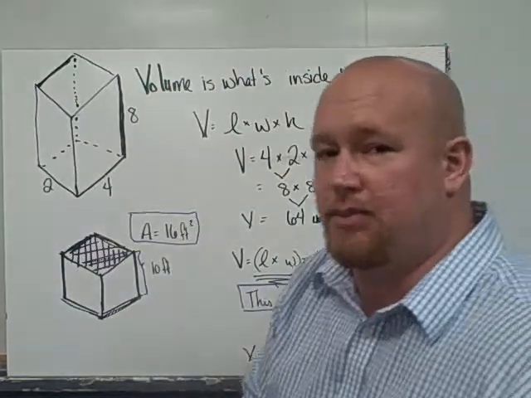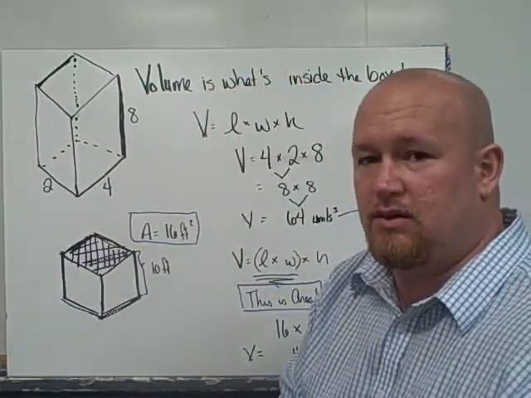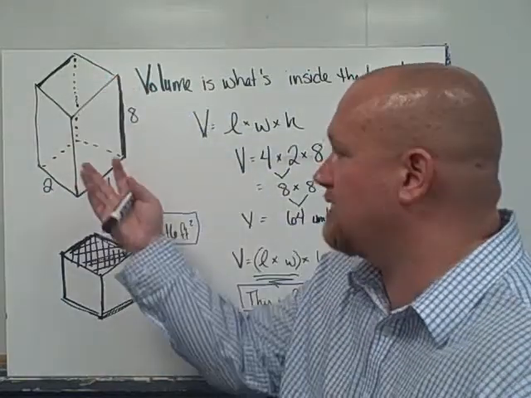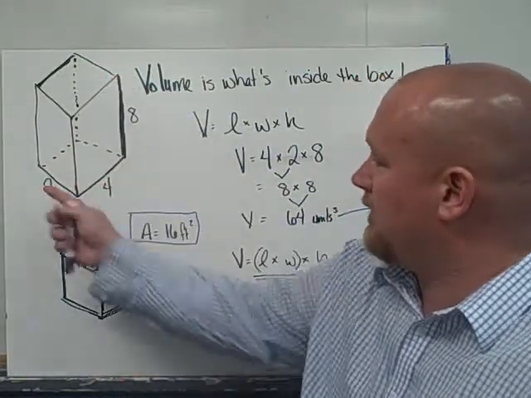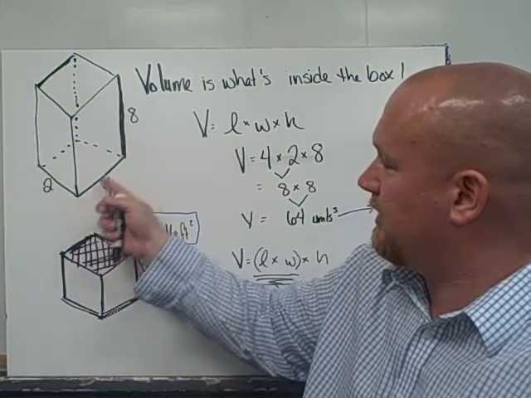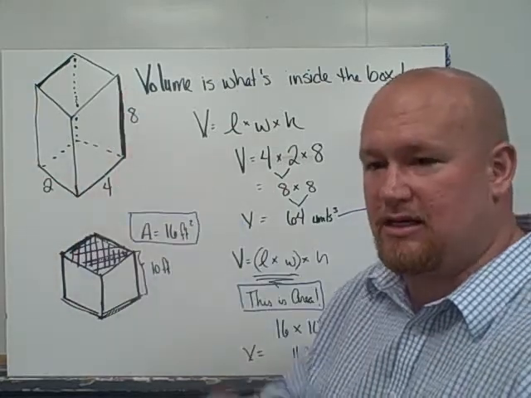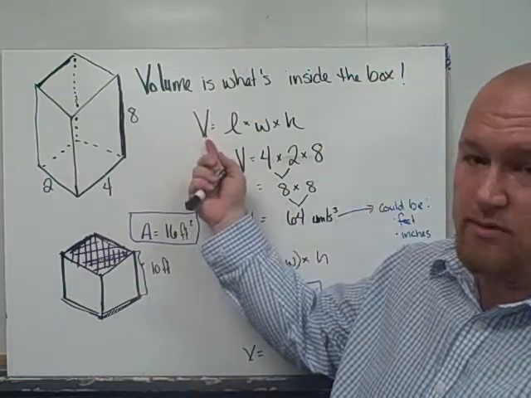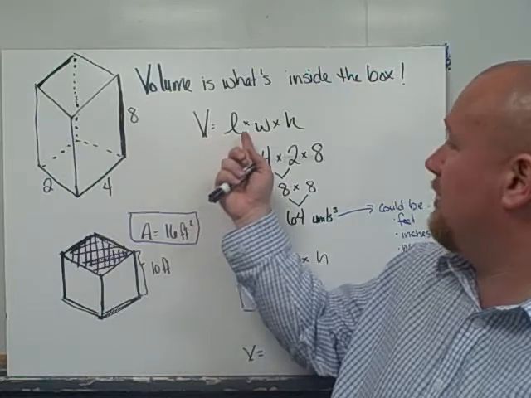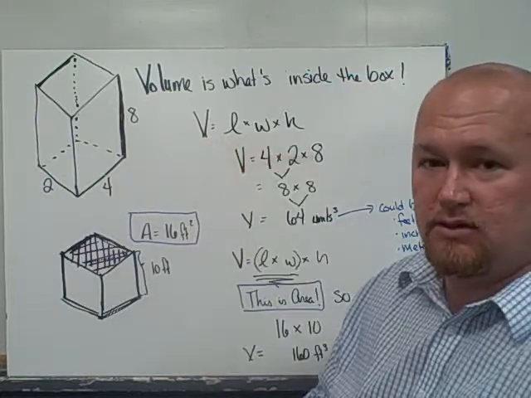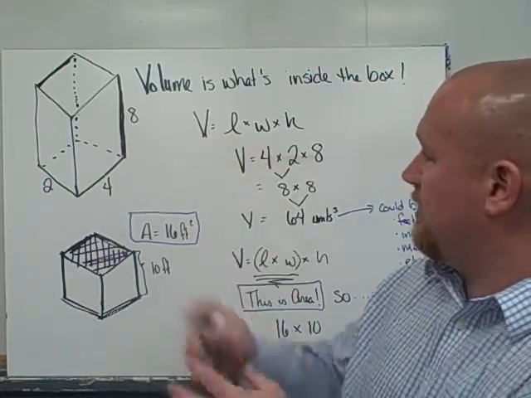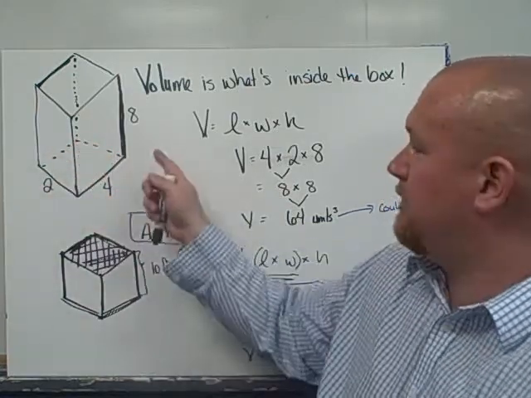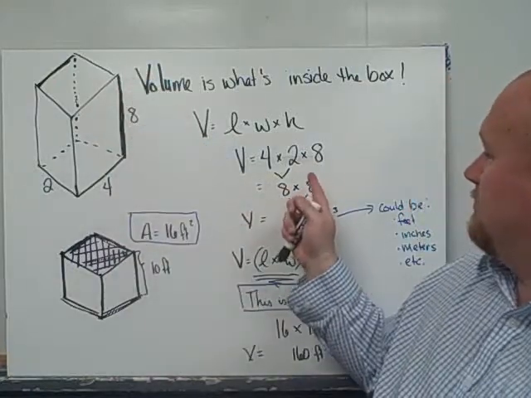So let's take a look at an example of some things that we might see. Volume is what is inside this box. Here I have a rectangular prism. It has a width of 2, a length of 4, but it has a height of 8. It's 8 units tall. The formula for volume is length times width times height. Length times width, just like the area, 2 times 4 if you were just looking at this bottom square, but then multiplied by the height, 8.